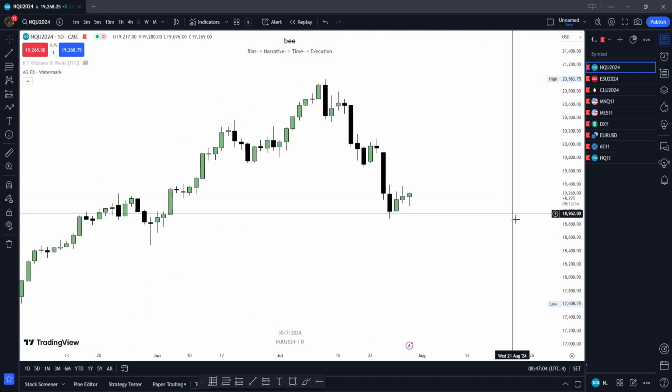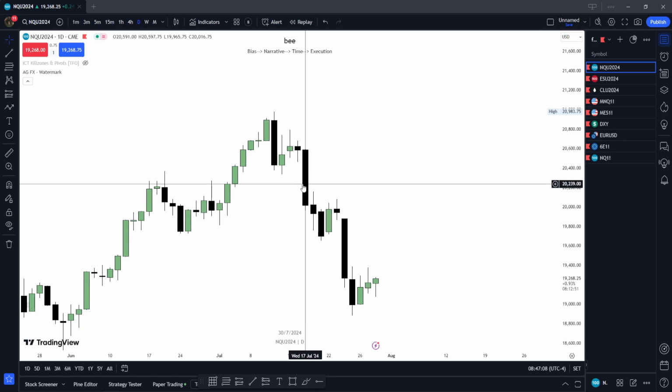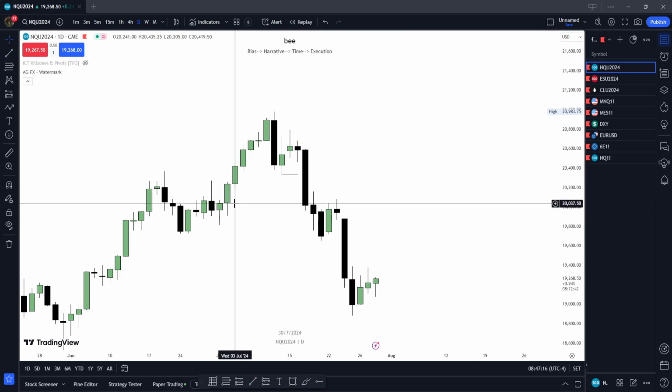Okay, let's go on the daily candles now. On the daily, what can we see? On the daily, this day, the Wednesday, the target was obviously this swing low and this inefficiency down here.